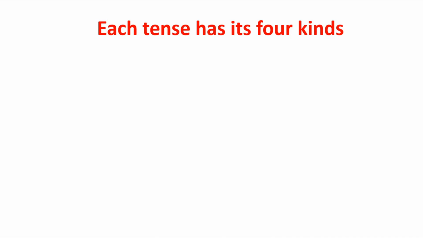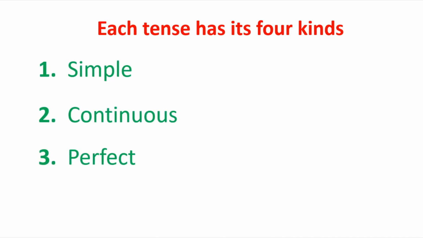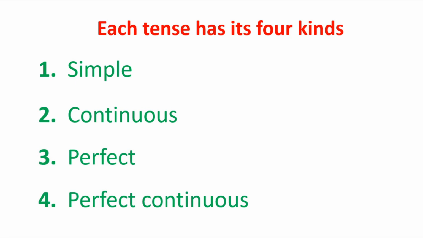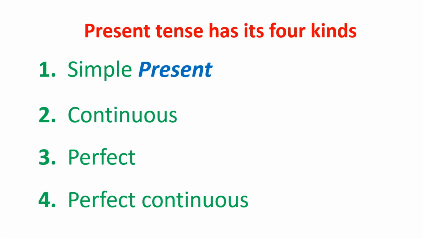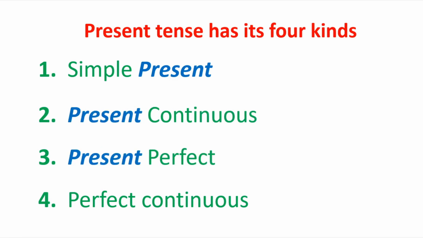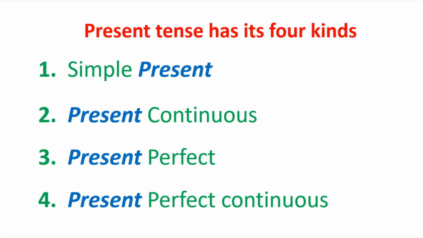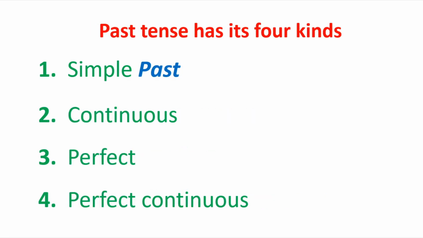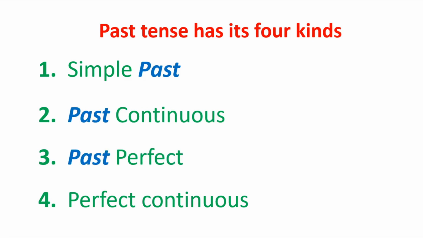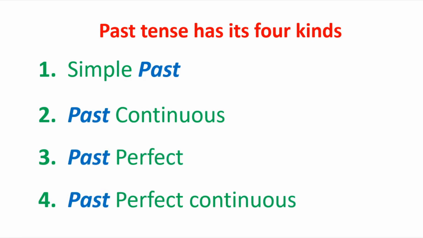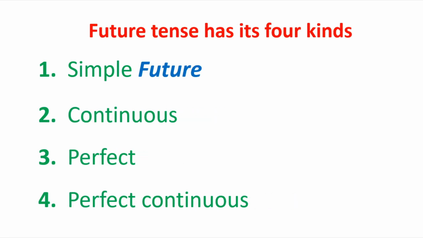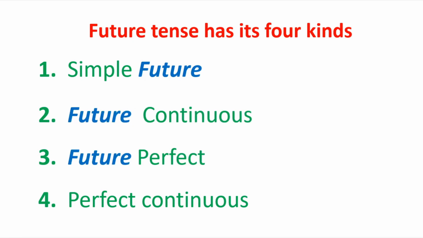Each tense has four kinds: simple, continuous, perfect, perfect continuous. You just simply add the tense before these kinds and you will get the kinds of tense. Present tense has its four kinds: simple present, present continuous, present perfect, present perfect continuous tense. Like that, past tense has its four kinds: simple past, past continuous, past perfect, past perfect continuous. Future tense has its four kinds: simple future, future continuous, future perfect, future perfect continuous tense.